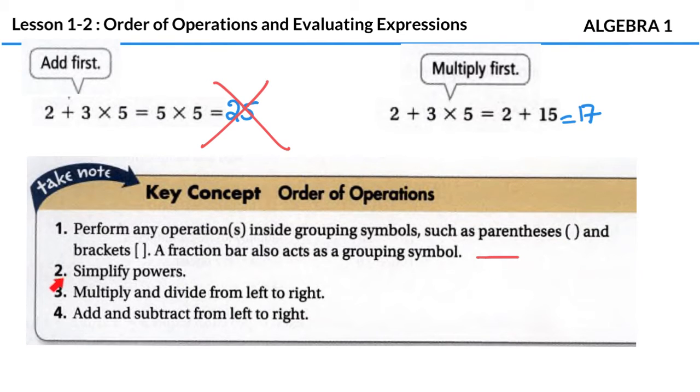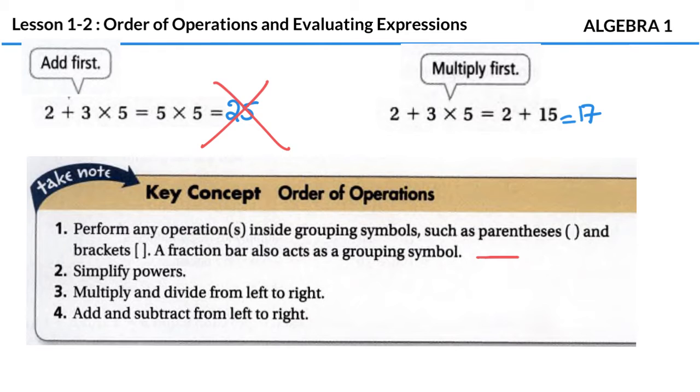The second step is simplify powers, the third is multiplication and division from left to right, and the fourth is adding and subtracting from left to right. So first, open the parentheses, deal with anything that is inside the parentheses. Second, deal with the powers. Third, deal with multiplication and division starting from left to right. Fourth, deal with addition and subtraction starting from left to right.